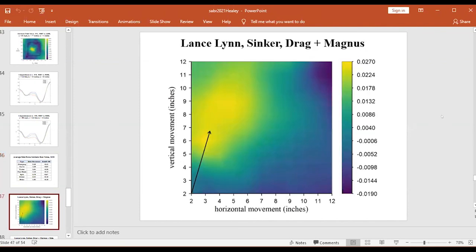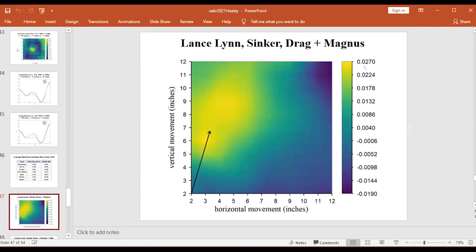So these are averages. And we can also look at some specific cases. Okay, this is Lance Lynn and his sinker. And in this first vector here, we're looking again at intrinsic value as a function of movement. The first vector is where he gets to with just the drag and the Magnus. And this is a very hittable pitch. You would not want to throw this pitch in the big leagues. And if you tried to, you wouldn't last very long.